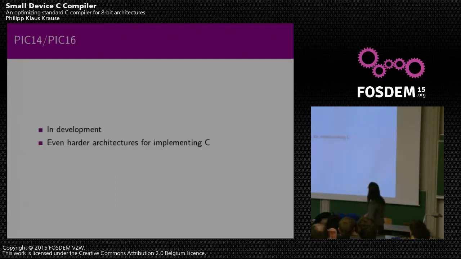OK, now those PIC targets. Those PIC targets are in development, so they are not as feature complete and as bug free as the others yet, and they have been so for a long, long time. The architectures are even harder to target with C. Nowadays, the PIC16, so the PICs with 16-bit long instructions, are nearly there. The PIC14, those with the 14-bit long instruction words, are still far from the other targets. For small programs, it works. If you write a bigger program, you will most likely run into compiler bugs if you're targeting the PIC14.